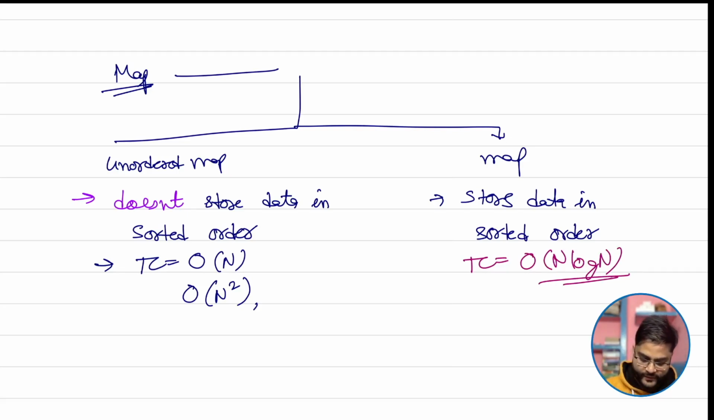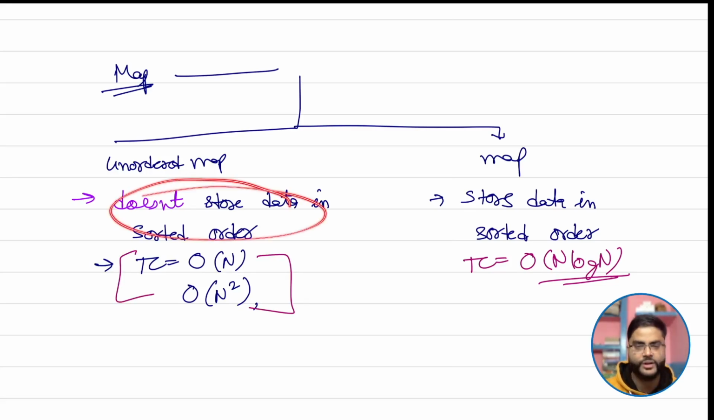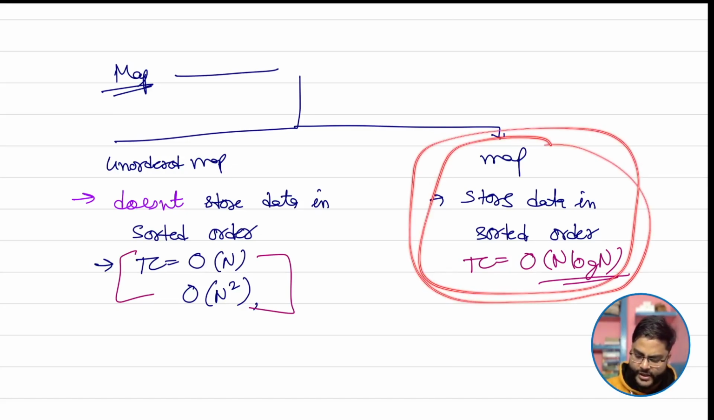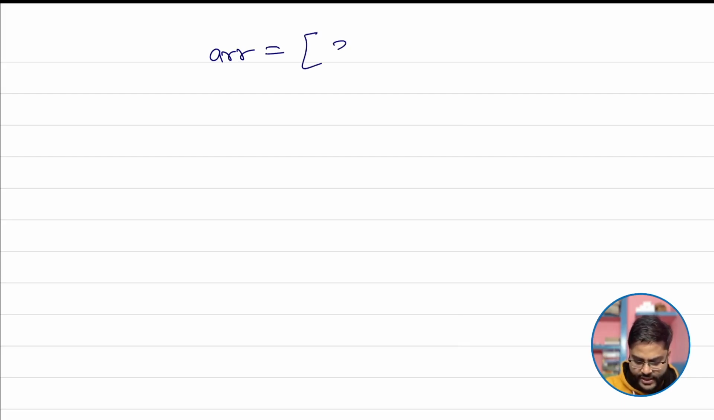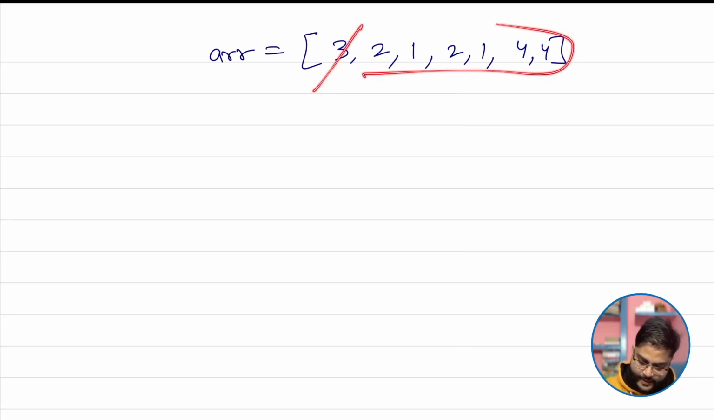So we will use unordered map for our problem. Why? Because we don't want data to be in sorted order. We just want our element and count. So we don't need to use map, and we don't need an n log n operation. So we will use unordered map for it. How can we use unordered map? Let's take our example. Let's say we have an array which contains 3, 2, 1, 2, 1, 4, 4. So here 3 is occurring only once.